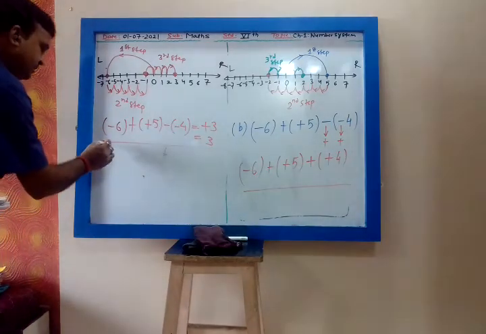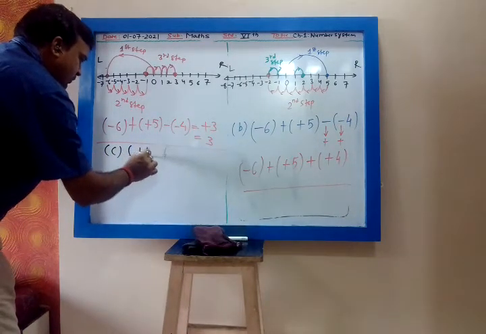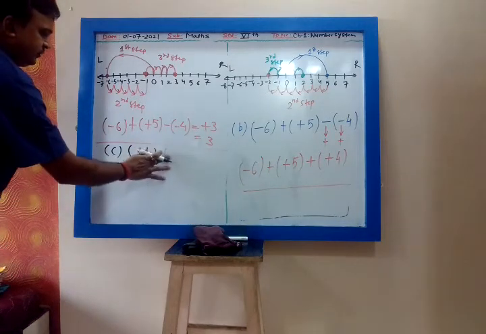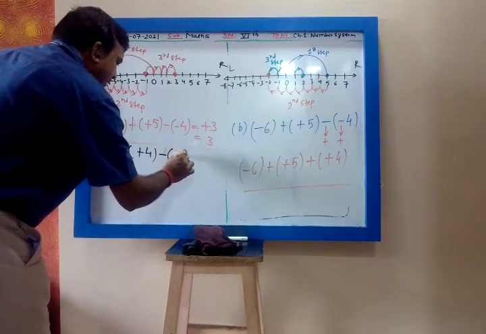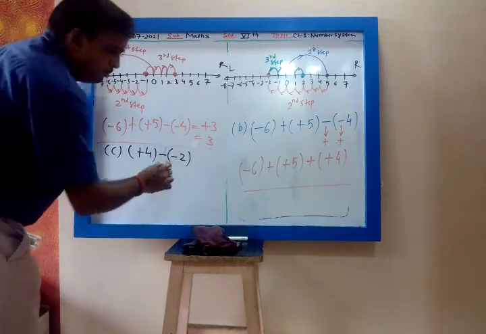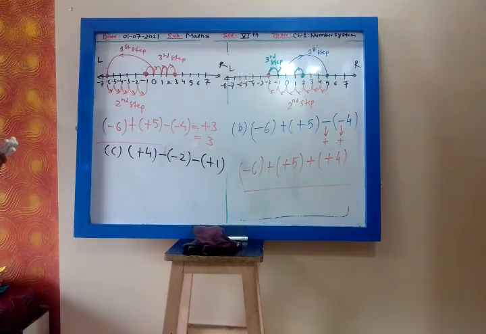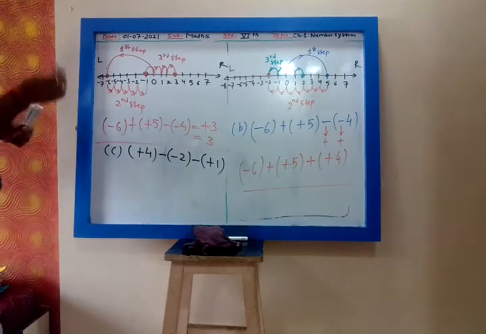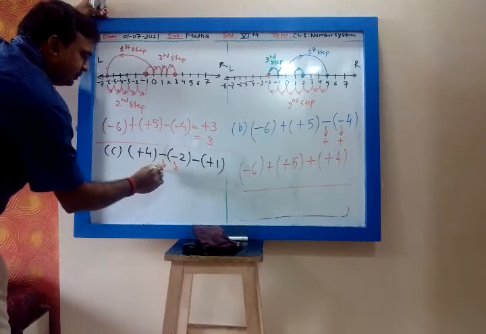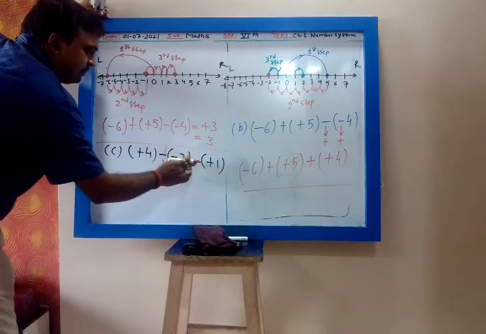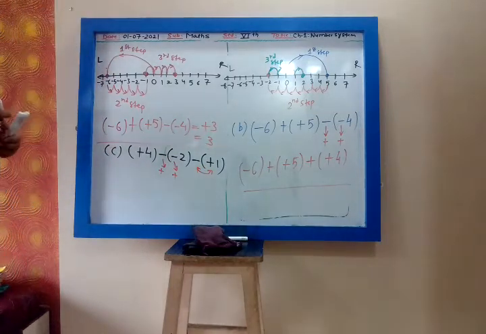Now C part, plus 4. Yes, I am going to give homework. Plus 4 minus 2 minus plus 1 plus 1. Okay. So now see what changes you will write in subtraction. See, minus we replace by plus, and wherever we have minus plus, this we interchange. Minus and plus we interchange, my dear.